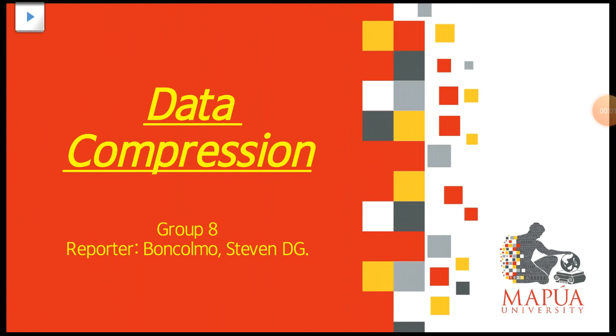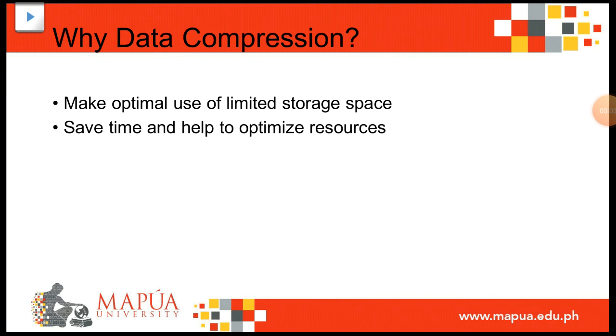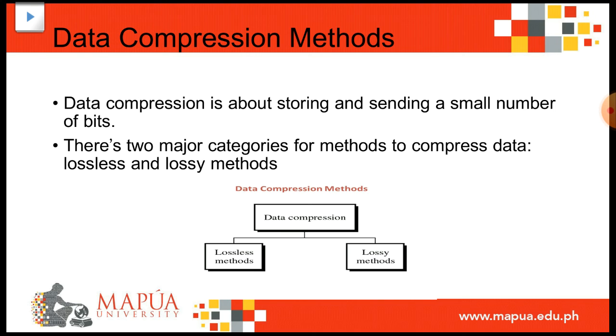Data compression. Why data compression? Because it makes optimal use of limited storage space, also saves time, and helps to optimize resources. Data compression is about storing and sending a smaller number of bits. There are two major categories of methods to compress data. First is the lossless and the second is the lossy methods.